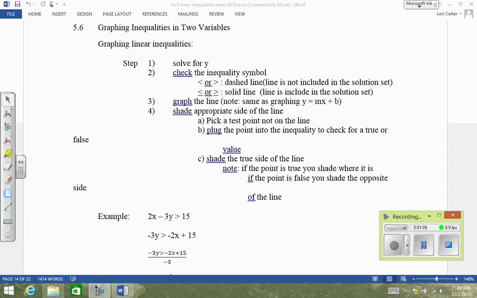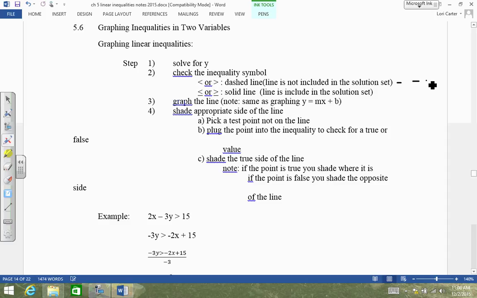Okay, are you ready? All right, first step, solve for Y. Check the inequality symbol. So if there's no equal sign, it's dashed, right here. No equal sign, dashed line. Equal sign, line is included. It says included. Oh, it does need a dash. You're right. That one needs to be solid.